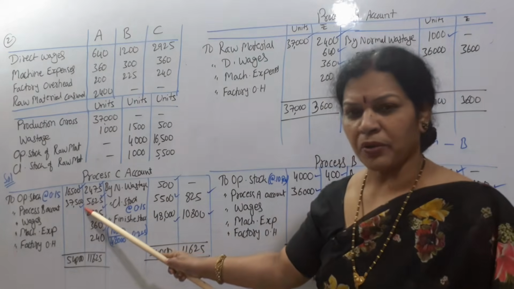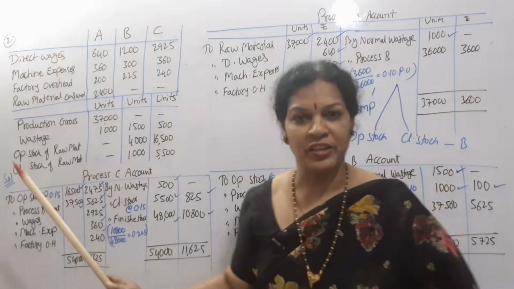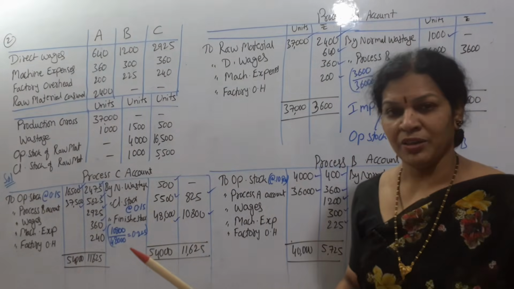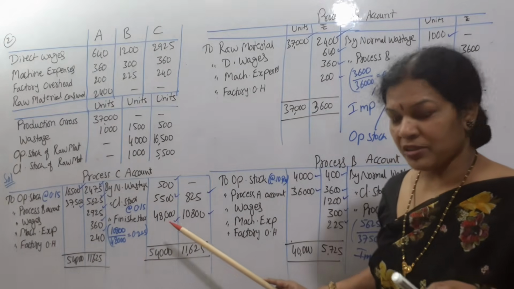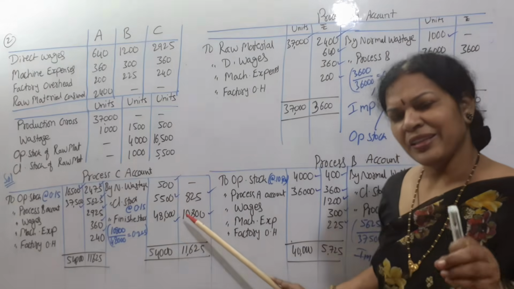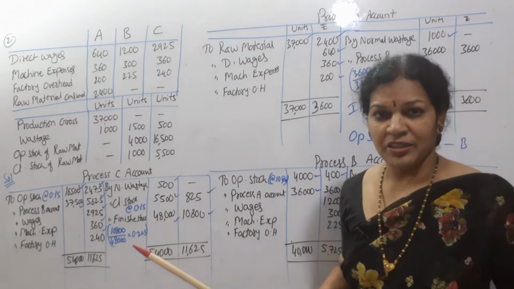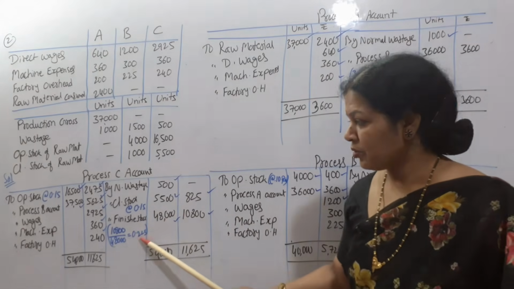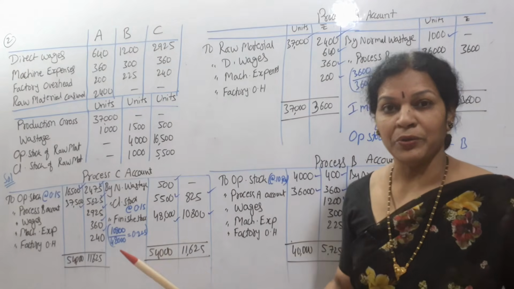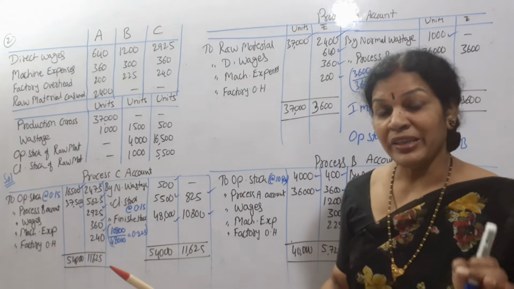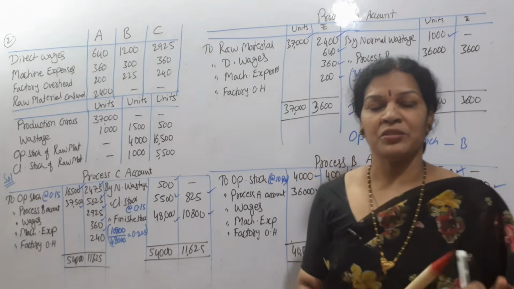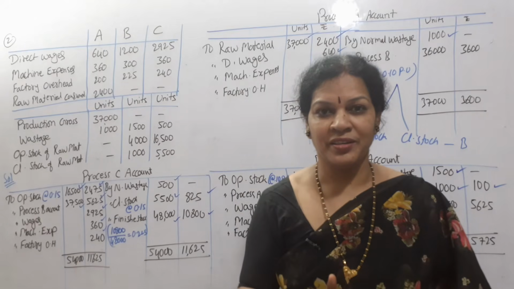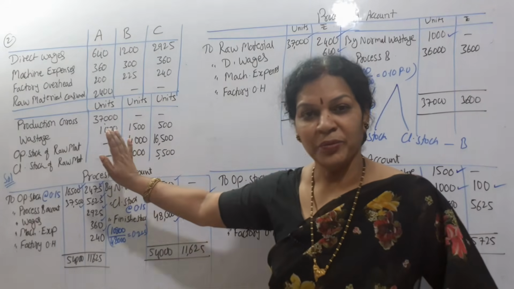In process C account, from process B we have transferred, and expenses and normal wastage are normal, and at the end of process C you got this much balance. This also we can calculate and see per unit how much it is: 10,800 divided by 48,000. So you got 0.225 per unit. 0.225 is the cost per unit. That's all. This is process costing. Clear? Note down this problem.